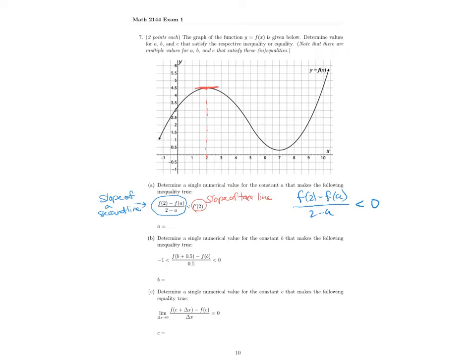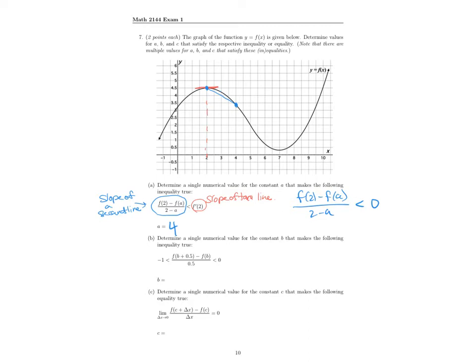So if I'm looking over here at my function, I want my secant line to go through this point, and then I need to find another point that makes a negative slope. Well, if I go this way, I'll have a positive slope, so I don't want to do that. So to get a negative slope, I need to go this way. So really, any of these y values to the right of 2 would work. So I'm just going to pick 4. But I could have done 3, or I could have done 4, or 5, or 6, or even 7.